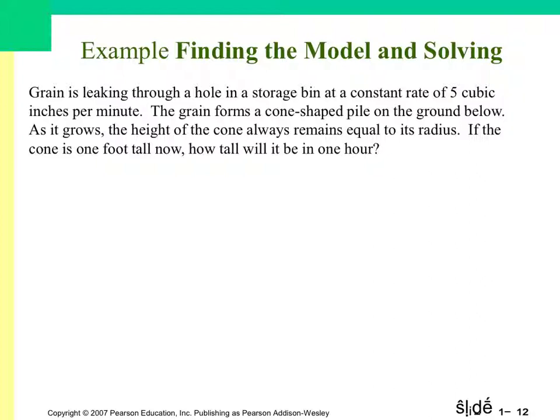Here's another example. Finding the model and solving. Grain is leaking through a hole in a storage bin at a constant rate of 5 cubic inches per minute. Notice it says cubic because we're dealing with volume. The grain forms a cone-shaped pile on the ground below as it grows. The height of the cone always remains equal to its radius. So right there, I would underline that. Circle. If the cone is 1 foot tall now, how tall would it be in 1 hour? Okay.